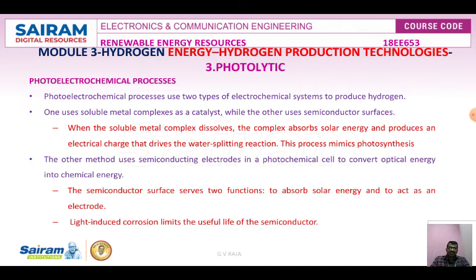The other method uses a semiconducting electrode in a photochemical cell, which is used to convert optical energy into chemical energy. So the semiconductor surface serves two functions: one is absorption of the solar energy, and the other is to act as an electrode.